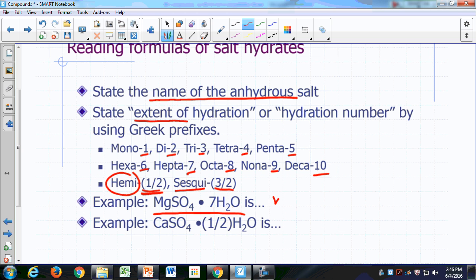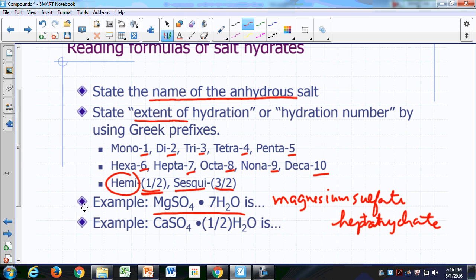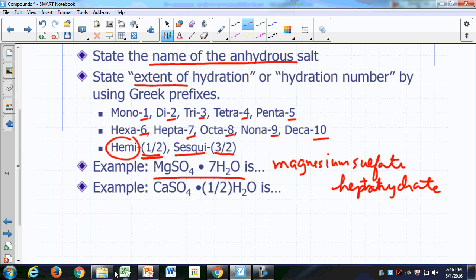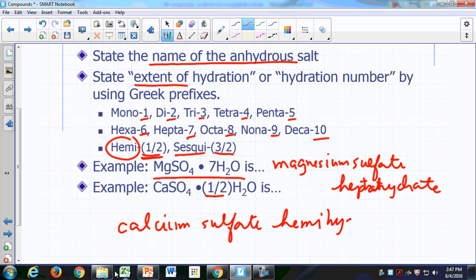So let's look at this one. MgSO4·7H2O. You call this magnesium sulfate, the name of the anhydrous salt, heptahydrate. Okay, what's the name of this second one? Calcium sulfate. And then 1/2 means hemi. So you say calcium sulfate hemihydrate. Okay, so that's how you name that compound.